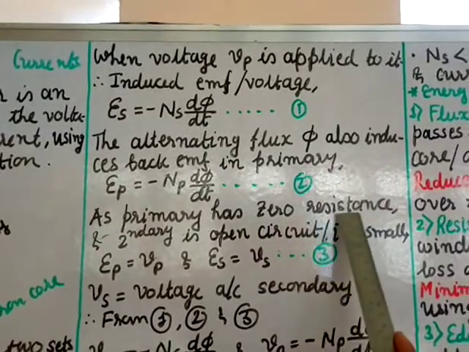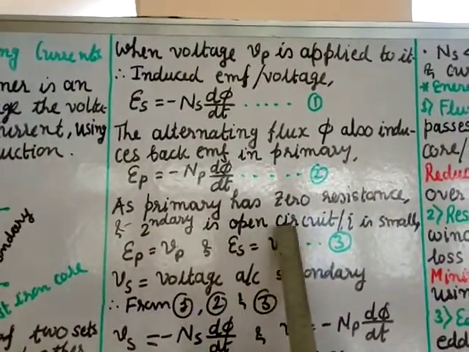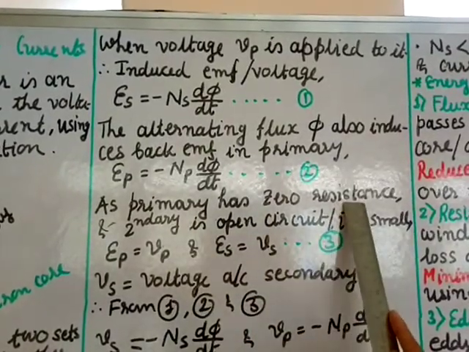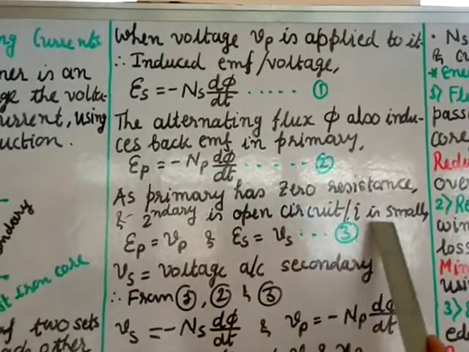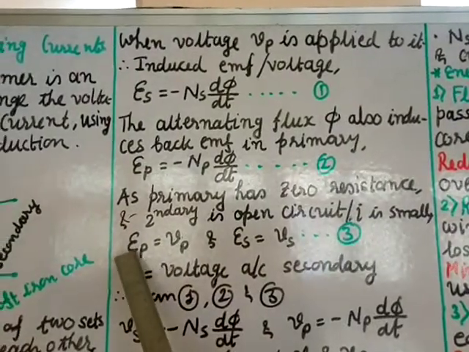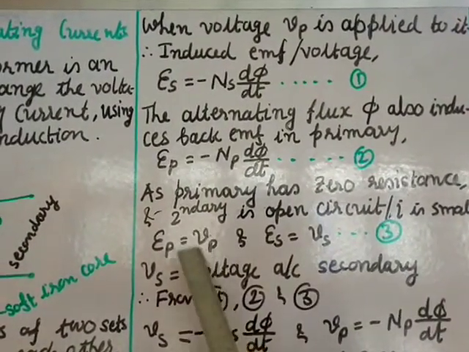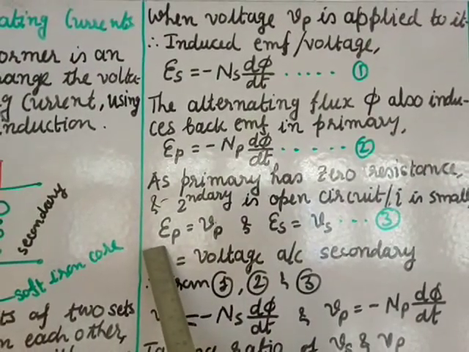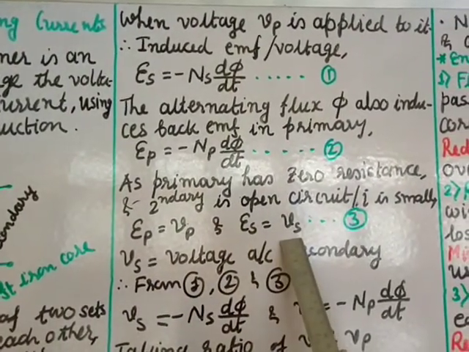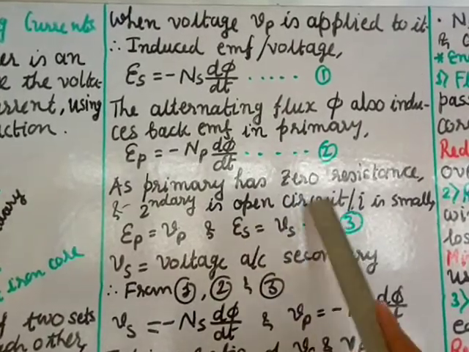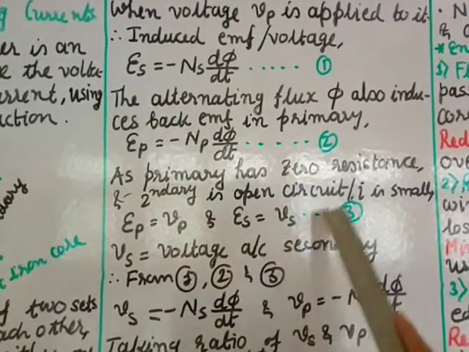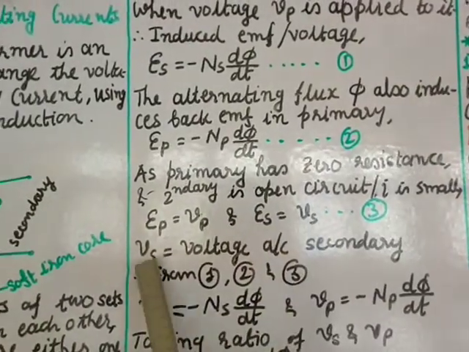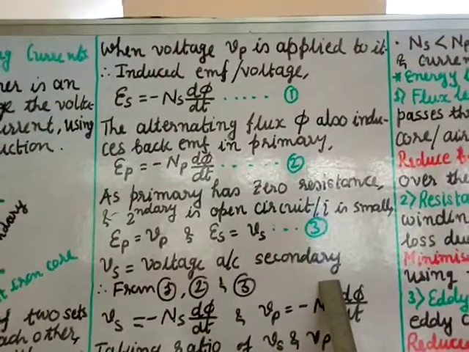As primary has zero resistance and secondary is open circuit or current is small, we have assumed that primary has resistance zero, negligible, and secondary has small current, then we can say that Ep is equal to Vp, that means applied voltage equals the induced EMF, call it number 3, and Es is equal to Vs, that means the voltage across the secondary will be equal to the induced EMF in the secondary, where Vs is the voltage across secondary.